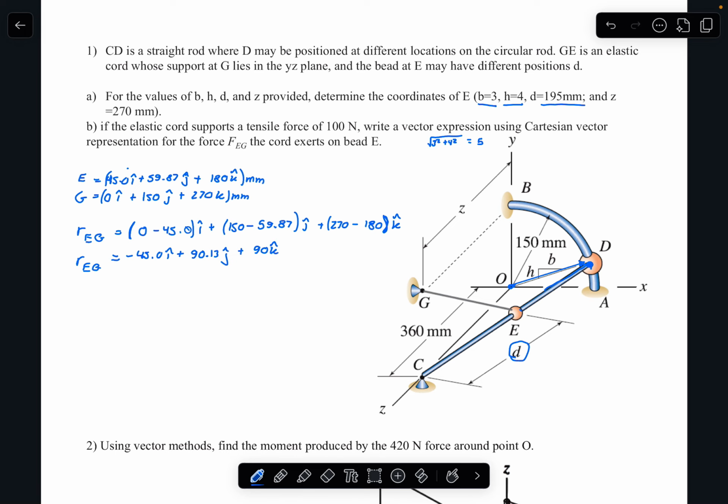Now, we need to find that FEG is just equal to F times the unit vector of EG. What are we missing for the unit vector? Well, as we stated before, the unit vector formula is the vector over its magnitude. So we have the vector, we just need to do the magnitude. Now we write it. Negative 45 i hat plus 90.13 j hat plus 90 k hat.